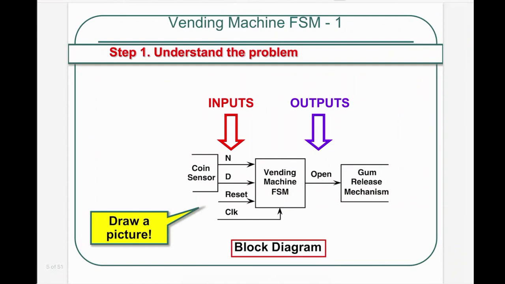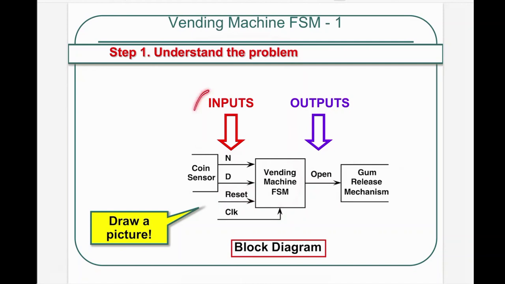So step number 1 is to understand the problem. And like I said, in some cases, a block diagram may not be necessary. In this case, we are choosing to explore each and every step. So the first one is to draw a picture. Our vending machine finite state machine is right in the middle, and it has certain flip-flops. A clock is an input to the vending machine. Then there is a single slot coin sensor that is detecting whether the user inputs a nickel or a dime, or the user is resetting the vending machine. Those are the 3 options the user has.